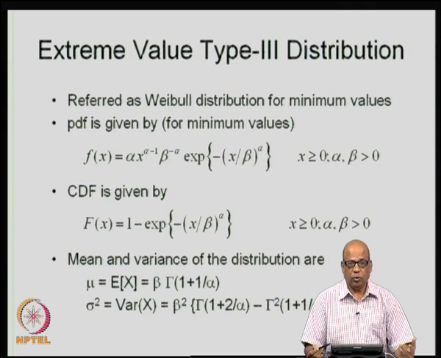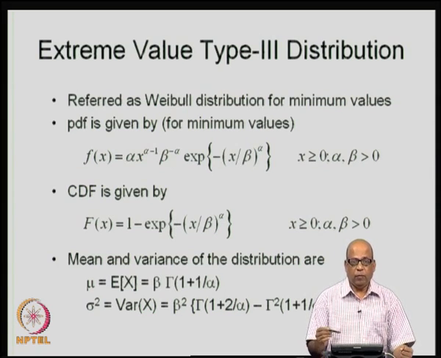Unlike the type 1 distribution, where the parent distribution will be unbounded on the side of the extreme, the extreme value type 3 is derived from a parent distribution which is bounded on the side of the extreme in which we are interested.